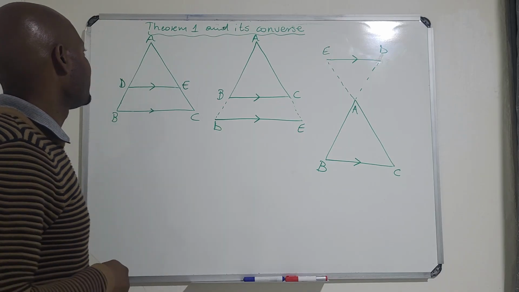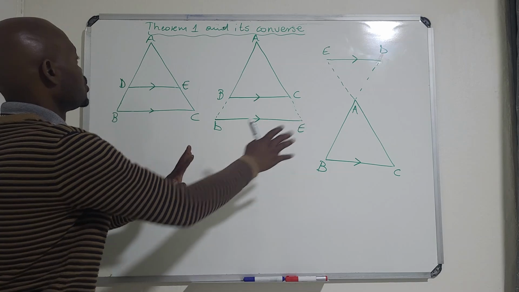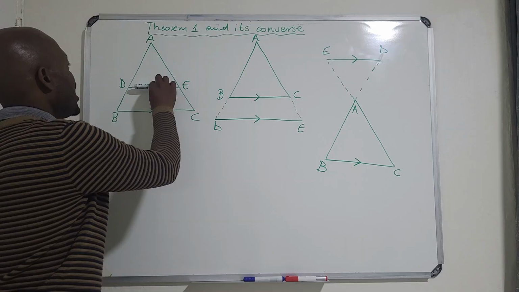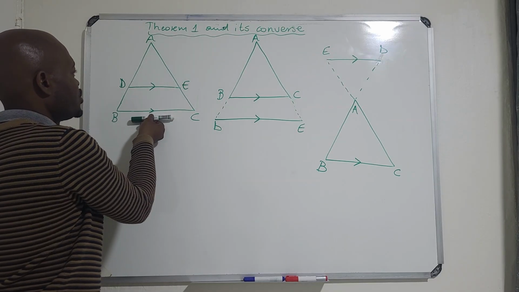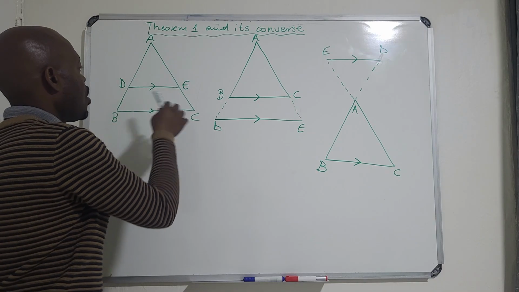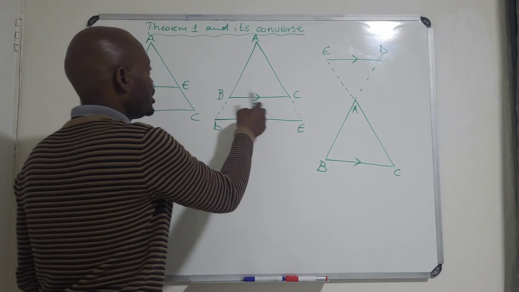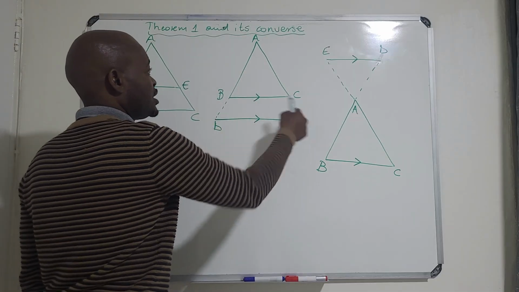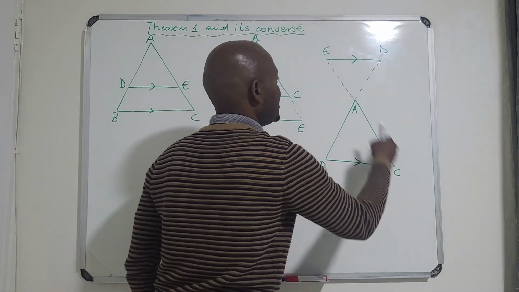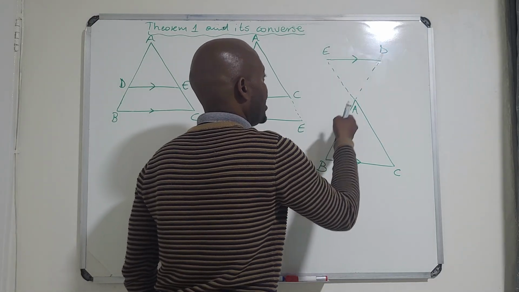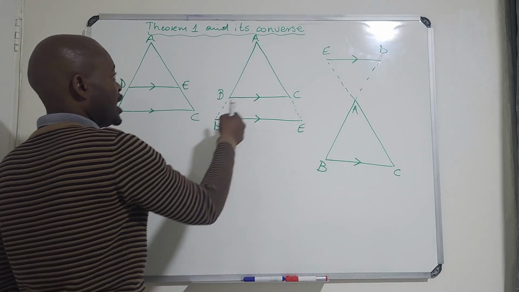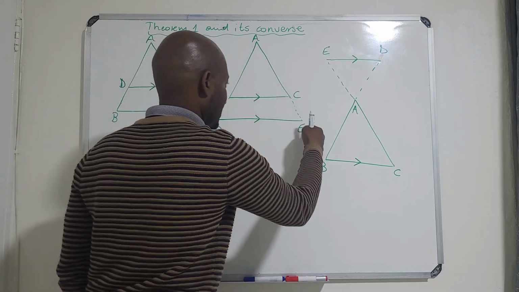Or, in actual fact, because I've got two triangles there, this theorem states that if a line is drawn parallel to one side of a triangle, then it divides the other two sides or their extension, because AC is extended, AB is extended. Even here, AB is extended, AC is extended.